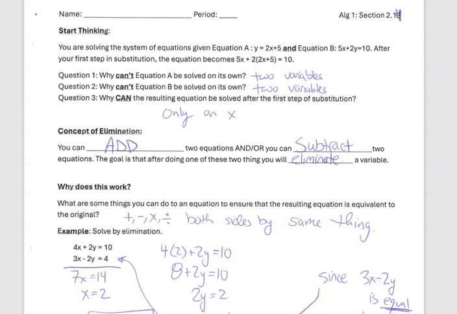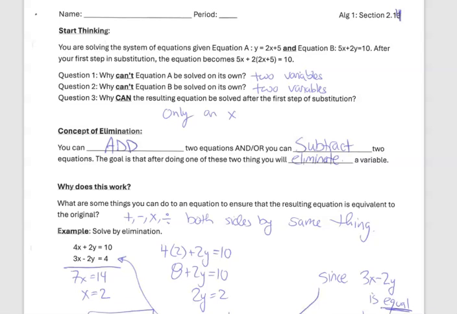Alrighty, I wanted to go over how to solve by elimination. So let's just jump straight on into it. The start thinking part says, when you were solving a system of equations, given equation A is y equals 2x plus 5, and equation B is 5x plus 2y equals 10. After your first step in substitution, the equation becomes 5x plus 2 times (2x plus 5) equals 10.